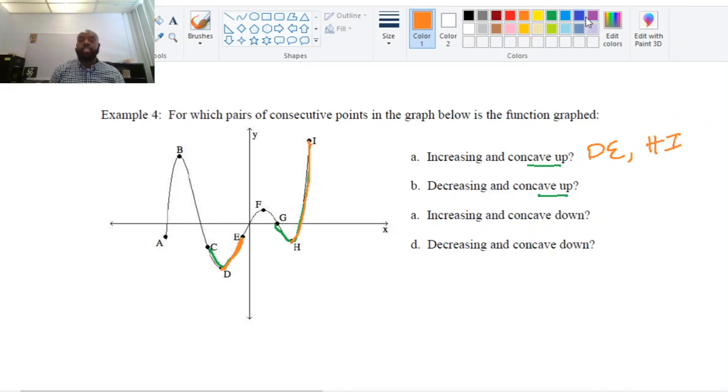For concave up and decreasing, well, the green interval was where it's concave up and orange was where it was increasing. Notice here, from C to D is decreasing and concave up, and G to H is decreasing and concave up.